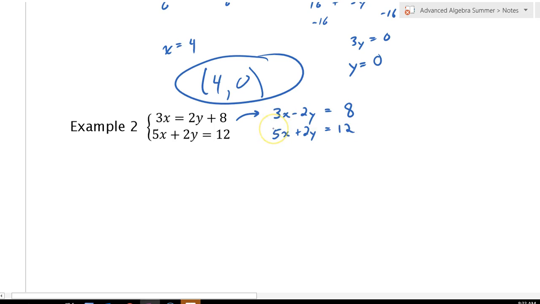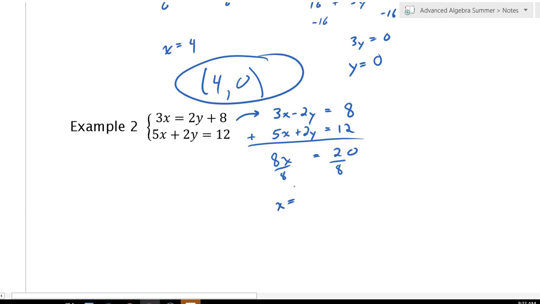So I look, my x's are both positive, different numbers. Let's check my y's. Again, we have a positive and negative 2. So I can go ahead and do elimination by adding. So 3 plus 5 gives me 8x. My y's cancel, and it's equal to 20. I divide here.